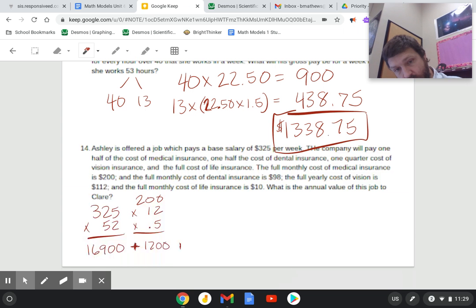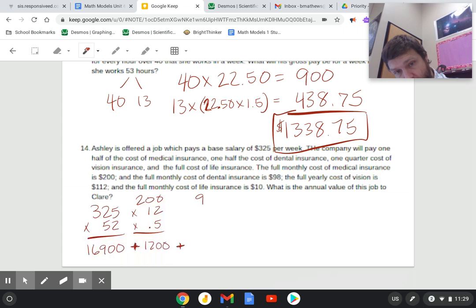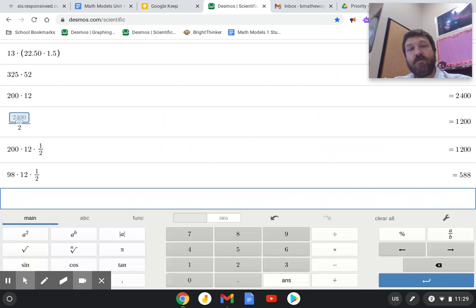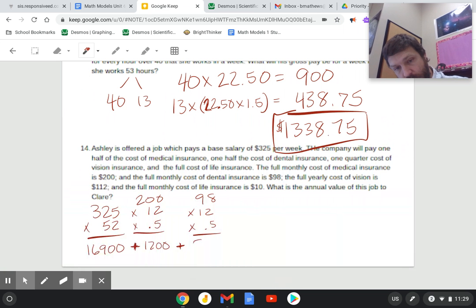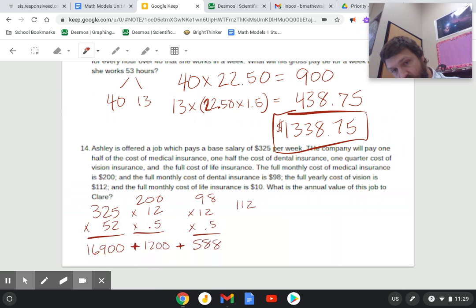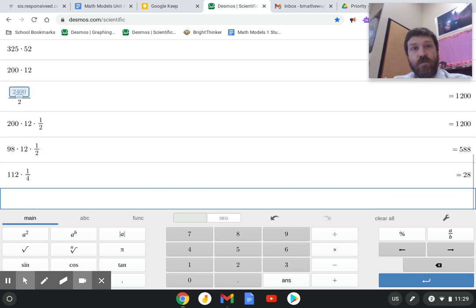That's medical. Then we're going to do the next one, half of dental. Dental is 98, so we do 98 times 12 times 1/2, times 0.5. 98 times 12 times 1/2 is 588. That's how much they pay of the dental insurance cost. They pay 1/4 of vision. The full yearly cost of vision is 112. We're going to do that times 0.25, or 1/4. 112 times 1/4 is $28.